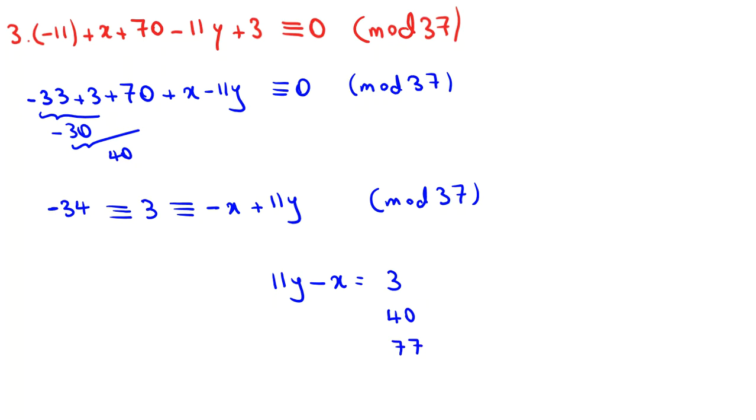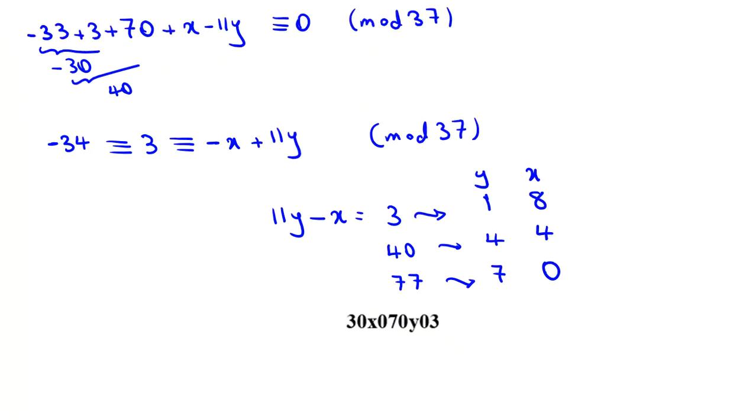So if we want to reach 3, let's check for each of them. Let's see what y and x will be for each. For y 0, impossible. If y is 1, then x will be 8. It's okay. If y is 2, then it will be 22 and impossible. For this one, 40, you should place 4 here, the only possible case, and x will be 44 minus 4. And the last one is when you replace y with 7 and x with 0. Now x and y, all of them are possible cases. So how many possible cases do we have? 1, 2, 3. So the answer of this problem is 3.